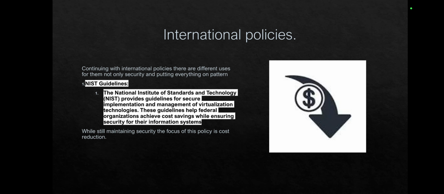NIST guidelines. The National Institute of Standards and Technology provides guidelines for secure implementation and management of virtualization technologies. These guidelines help federal organizations achieve cost savings while ensuring security for their information systems. While still maintaining security, the focus of this policy is cost reduction.